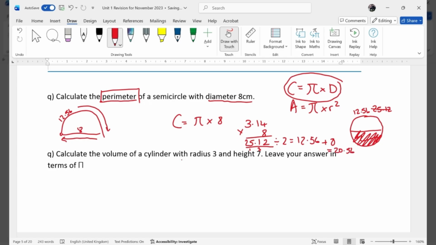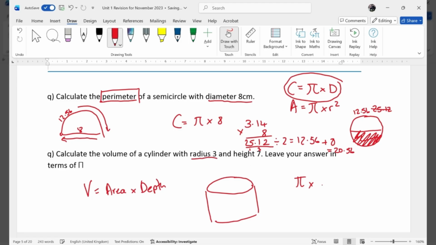And if we had something like the volume of a cylinder, remember a volume is area times depth. So in a cylinder, the area is the area of the circle, and then the depth is how deep, in this case, that goes, okay? So we do pi times the radius, which they've given me, squared, times the depth, or what they've called in this question the height, okay?